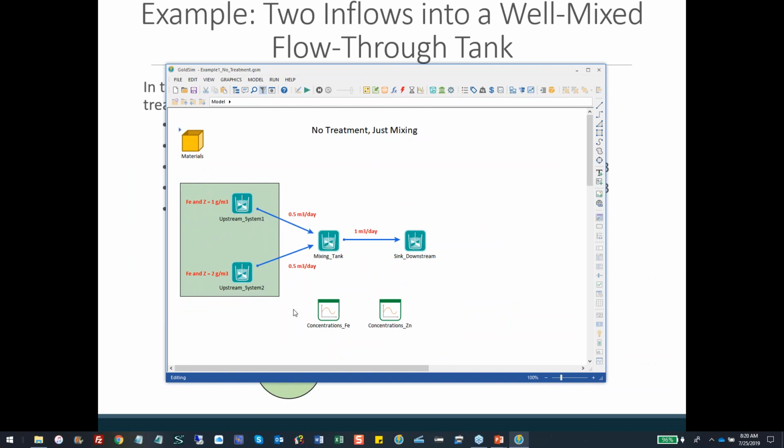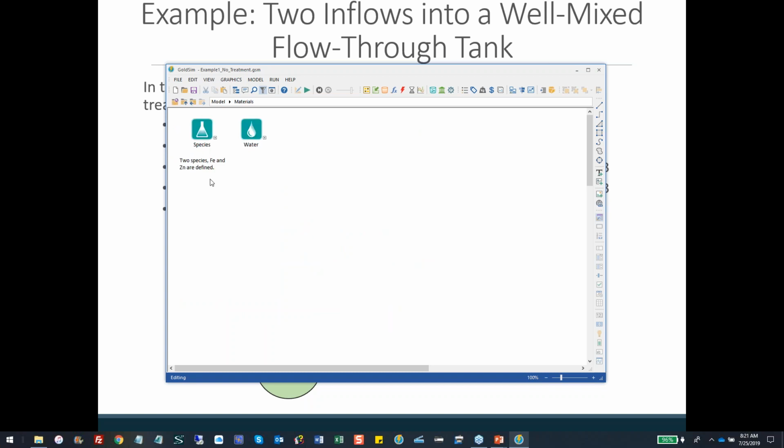Again, here my upstream system actually just consists of two mixing cells. But obviously this could be a very complex upstream system. It might be an entire mine system, for example, with tens or hundreds of pathways in it. Here I've just said, here's our upstream system. One part of the upstream system has some iron and zinc in it, and another part has the same two species but at a different concentration. So let's just see how we went about doing that.